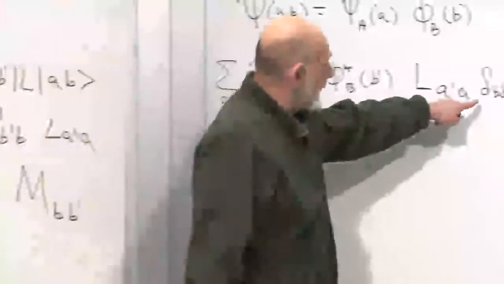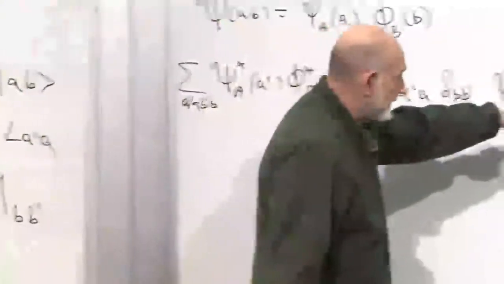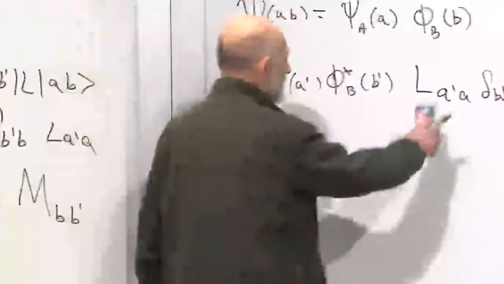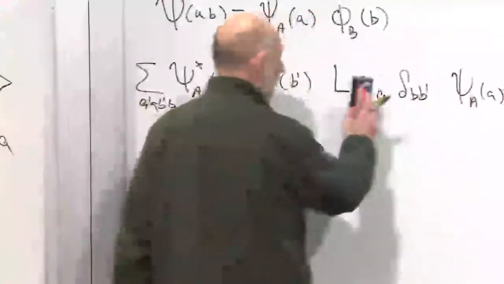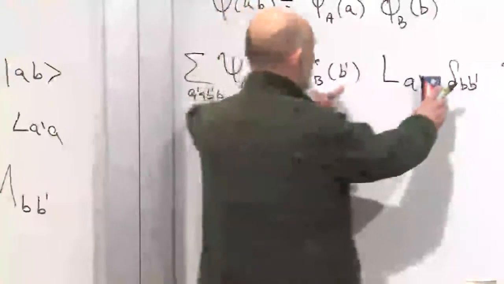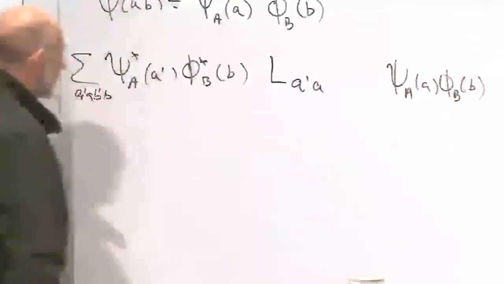First of all, the delta BB prime tells us to set B prime equal to B. So let's do that first. I'll just erase. Set B prime equal to B. All right, I'll let you write down your notes if you want. Set B prime equal to B and remove the Kronecker delta. Now B is equal to B prime.